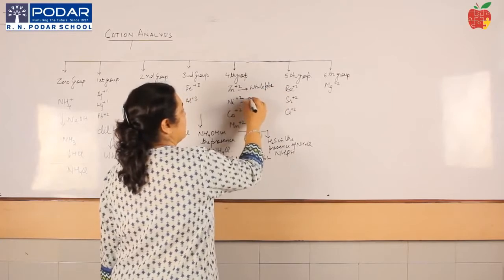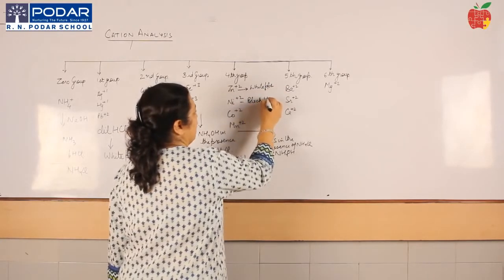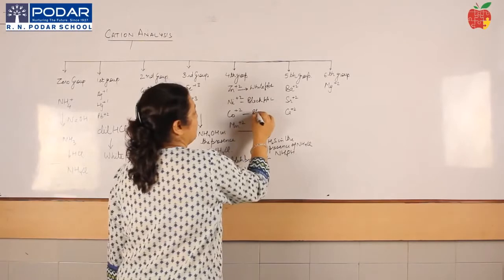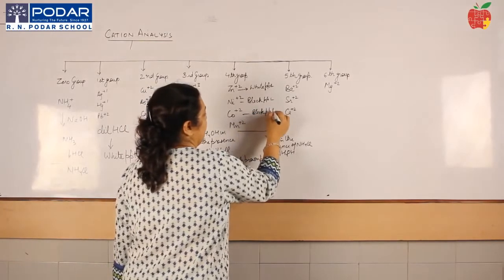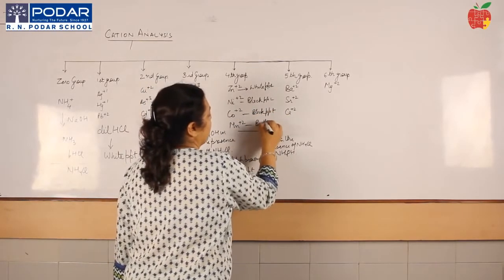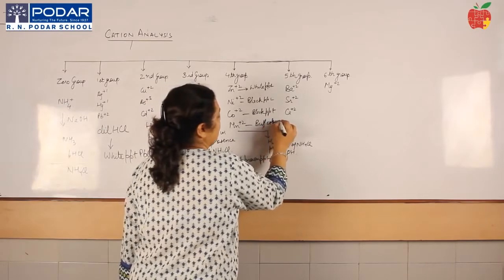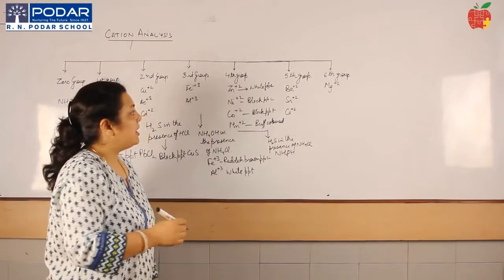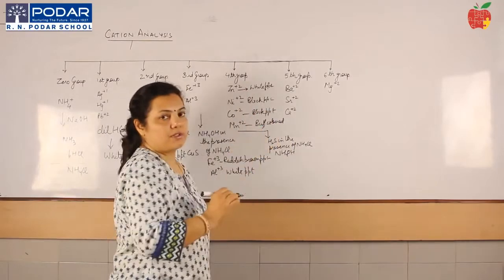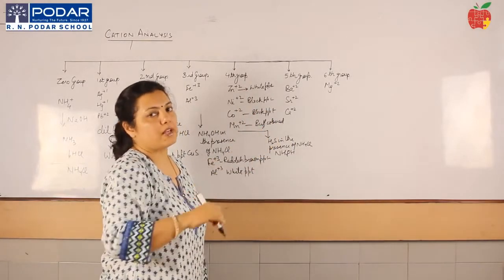For nickel you will get a black PPT. For cobalt also you will have a black PPT. And for manganese you will have a buff color. Now buff colored basically means the color of your skin or very light pink. If you have any one of these observations, then you can proceed for the respective confirmatories.